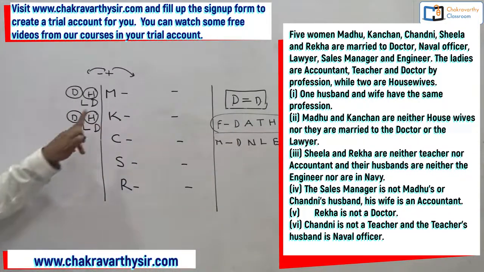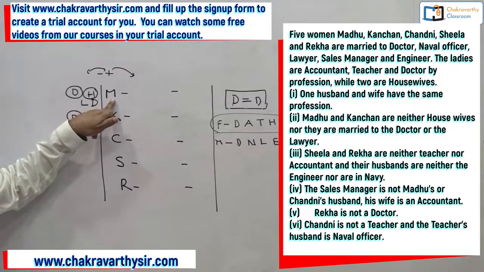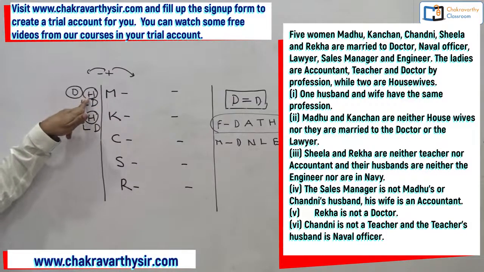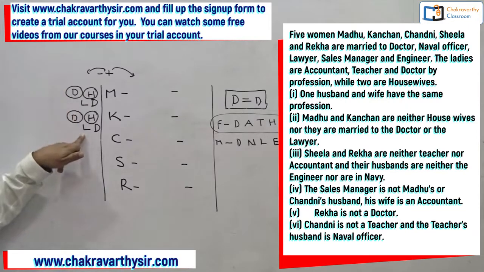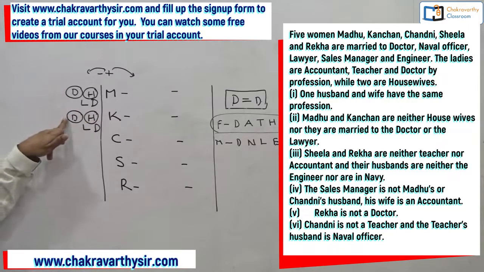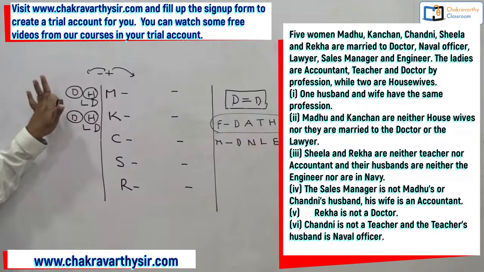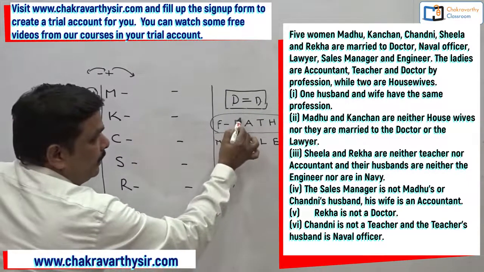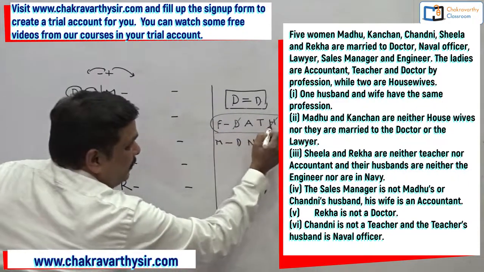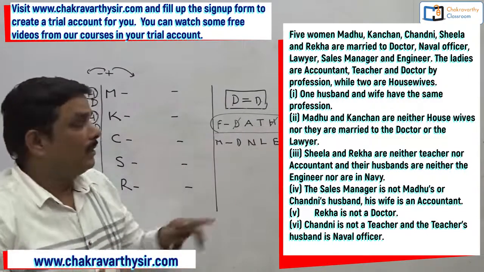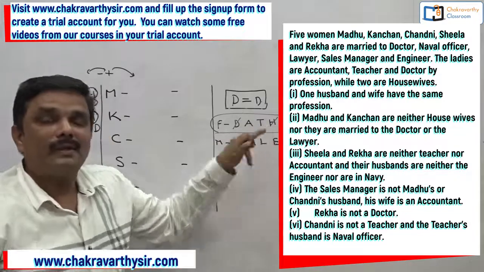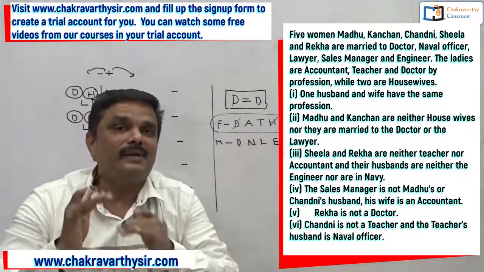Now you can further squeeze out the information with the help of this one. How is that, students? If you take Madhu, Madhu cannot be a housewife. This information is given by them. Cannot be a doctor, we found it. So she cannot be a housewife or doctor. Similarly, Kanchan cannot be a housewife and cannot be a doctor. If these two ladies cannot be doctors or housewives, then how many professions are left out? Two professions are left out. That is accountant and teacher.